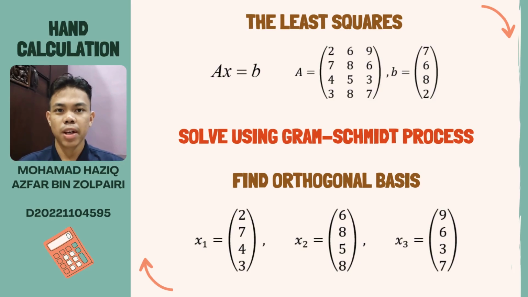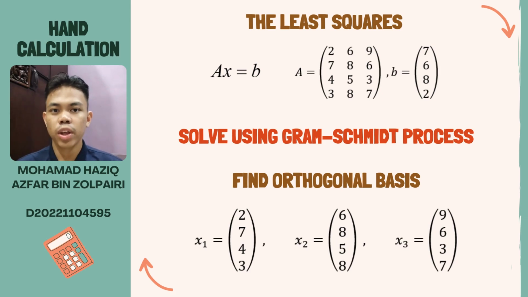In this video, my friends and I will explain how to find the least square solutions for the equation Ax equal to b, where A is a 4 by 3 matrix and b is a 3 by 1 vector, as you can see in the slide. I will be presenting the hand calculation part.